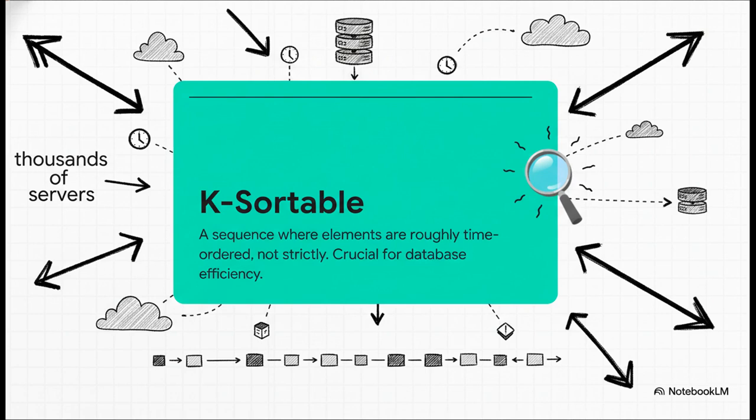Right, so let's zoom in on that term K-Sortable. You might be thinking, why not just make them perfectly sorted by time? And that's a great question, but think about it. In a distributed system with maybe thousands of servers all generating IDs at the same time, getting perfect chronological order would mean you'd need some kind of central boss telling everyone what to do. And that's the exact bottleneck we're trying to get rid of. So K-Sortability is this brilliant compromise. It guarantees the IDs are mostly in order, which is just good enough to keep our database indexes happy and our writes super fast. It prevents the total chaos we're about to see.